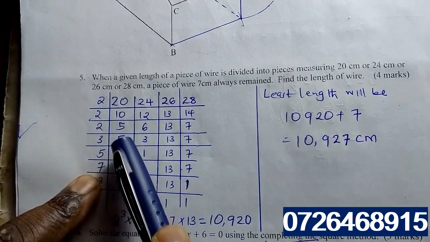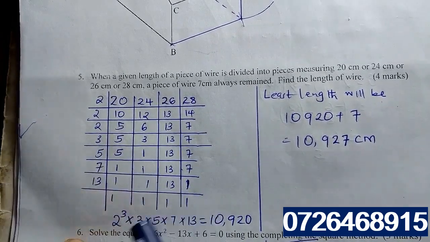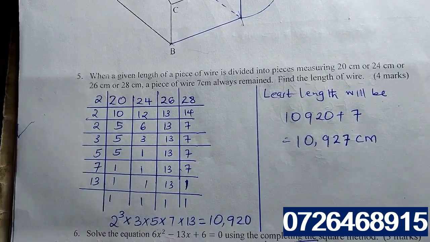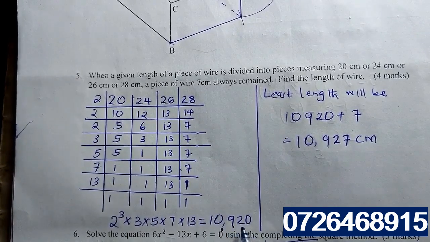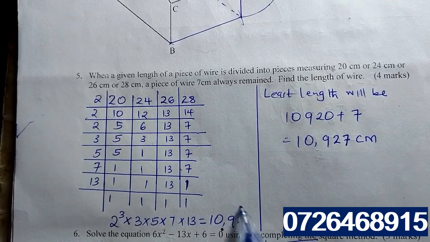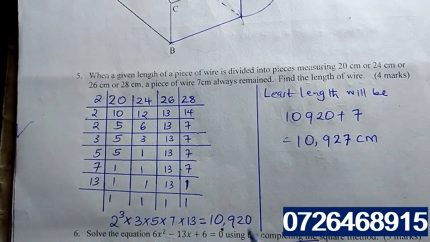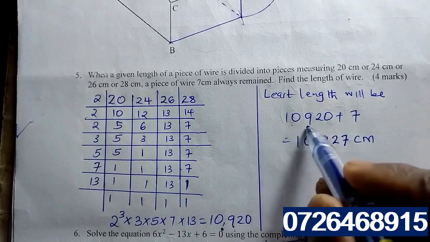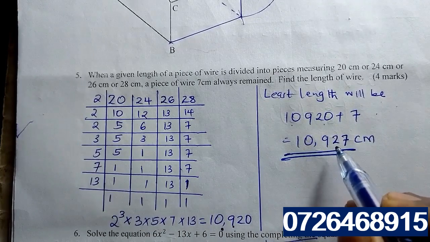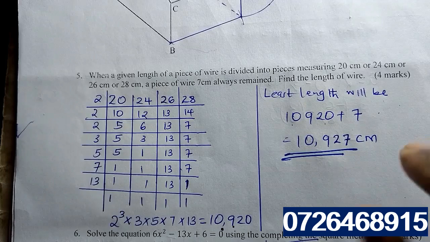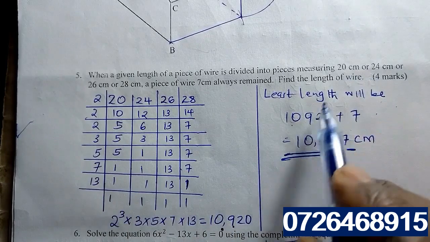The next number is 5, tunaenda hivyo. The next number is 7, the next number is 13. So after that you get the LCM as 10920. Kwa sababu sasa tukigawa hii na each of this one itakuwa inaisha, hakuna remainder. So to get the remainder you add 7 here. So 10920 plus 7. So the length ilikuwa 10927. So that sasa tukidivide by kila moja ya hizi itabaki 7.